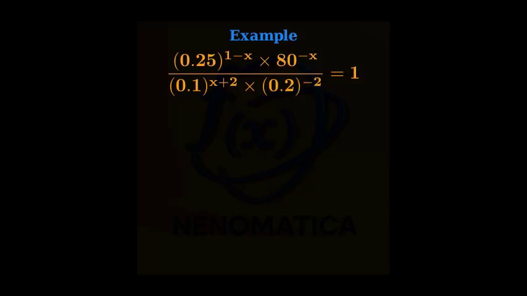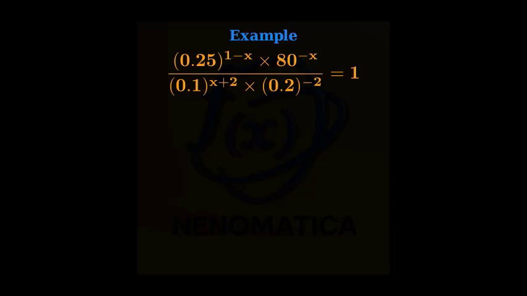Let's look at our example. We need to solve the following exponential equation. The fraction, open parenthesis 0.25 close parenthesis raised to the power of 1 minus x times 80 raised to the power of negative x divided by open parenthesis 0.1 close parenthesis raised to the power of x plus 2 times open parenthesis 0.2 close parenthesis raised to the power of negative 2 equals 1.